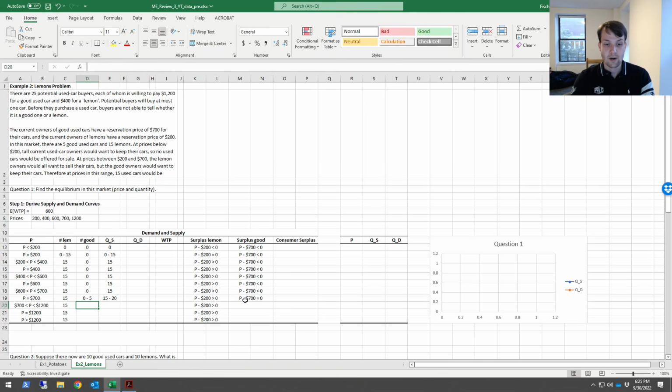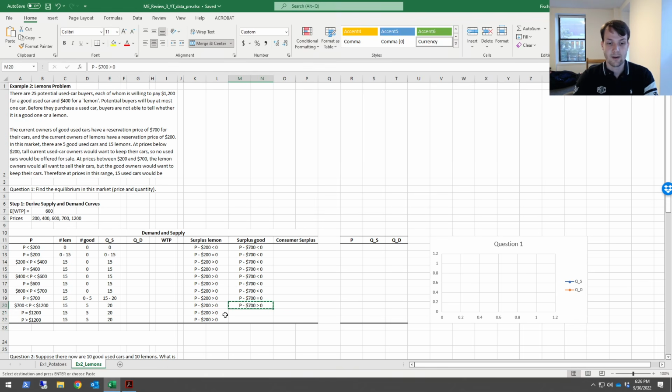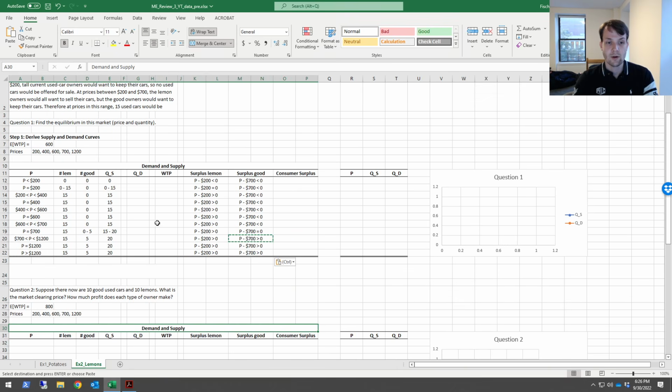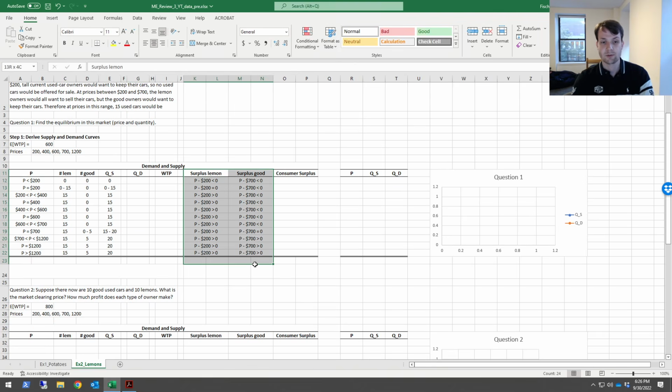So the total quantity in the market is between 15 and 20. At all higher prices, the surplus is strictly positive, which means they all want to sell. So there's always going to be 5 good cars in the market, and total quantity sold is going to be 20, and this applies down here as well. You don't need these columns, this surplus stuff. It's just rationalizing why certain quantities are going to be sold in certain situations.